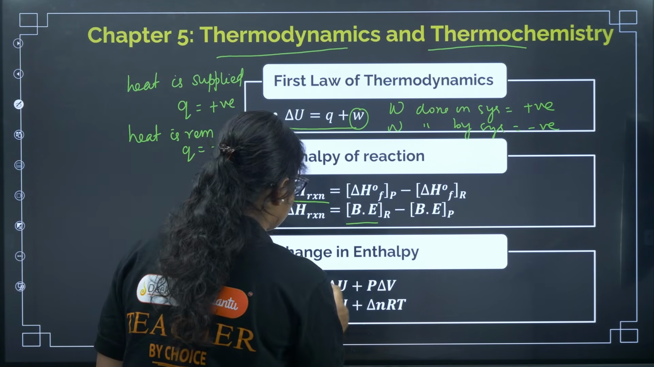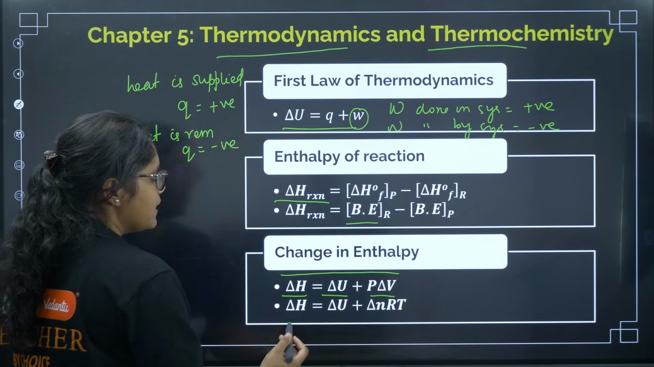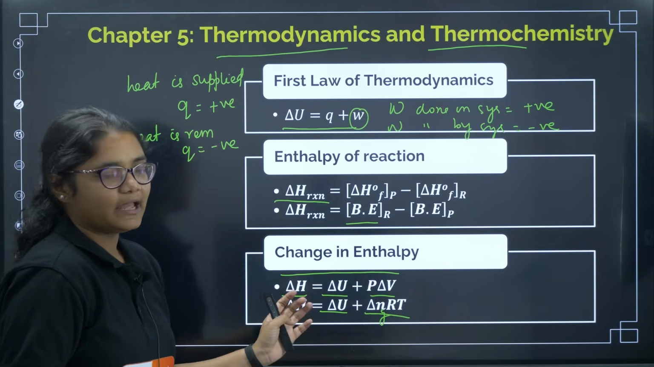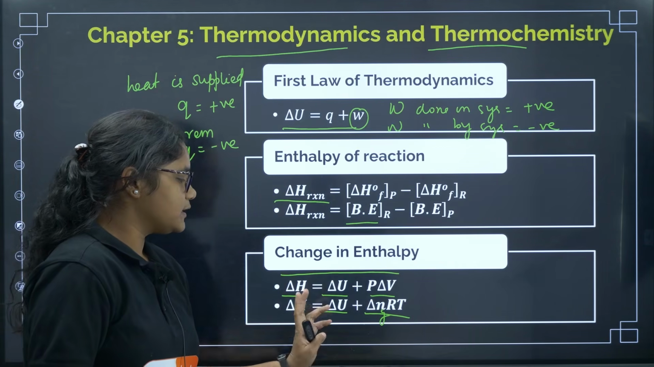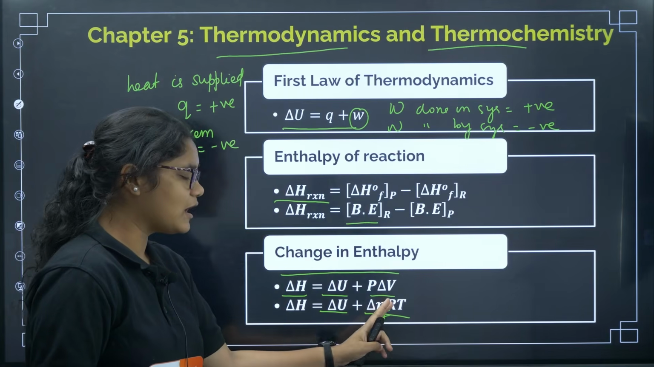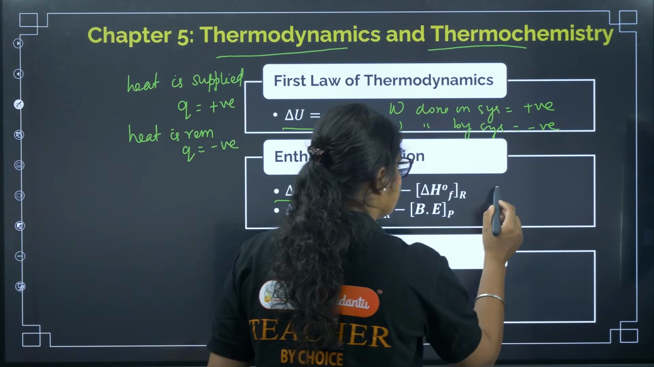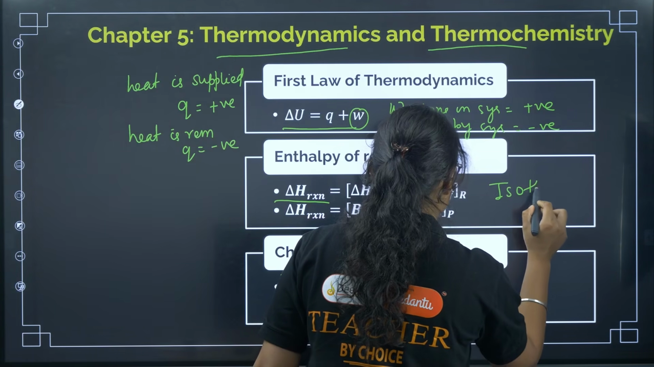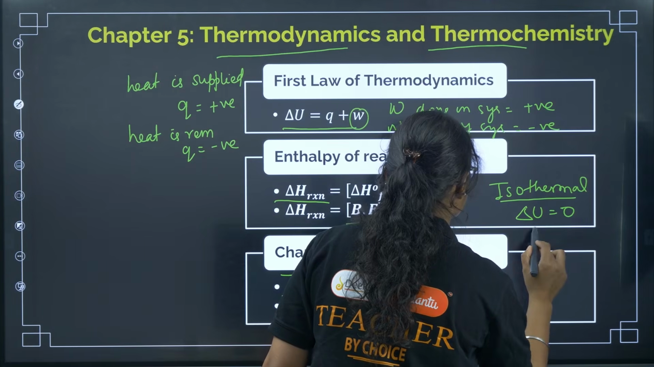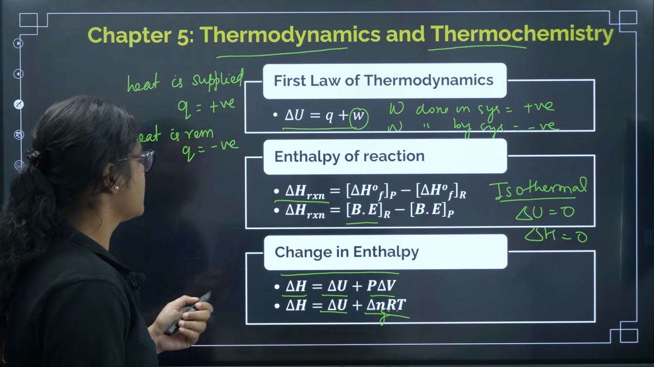Now how to calculate the change in enthalpy? That is delta H is equal to delta U plus delta P delta V. And for any reaction, this is equal to delta H is equal to delta U plus delta Ng RT. Where delta U is internal energy, P is pressure, V is volume, R is gas constant, and T is temperature. Here one more thing you should remember, for an isothermal process, delta U will always be 0, delta H will always be 0. Okay, please remember these two.